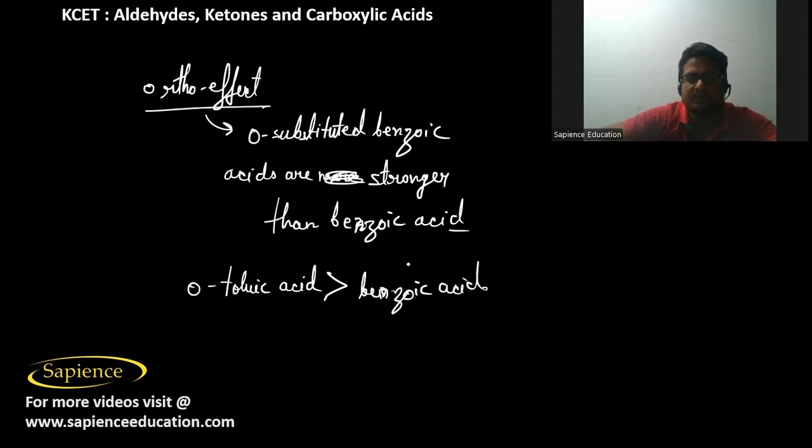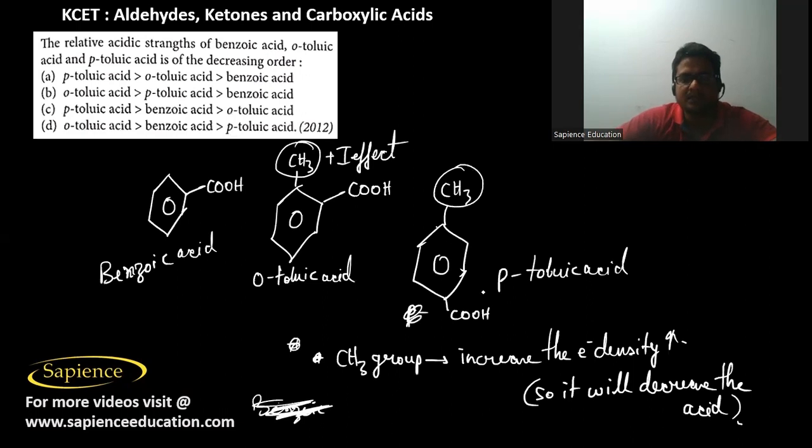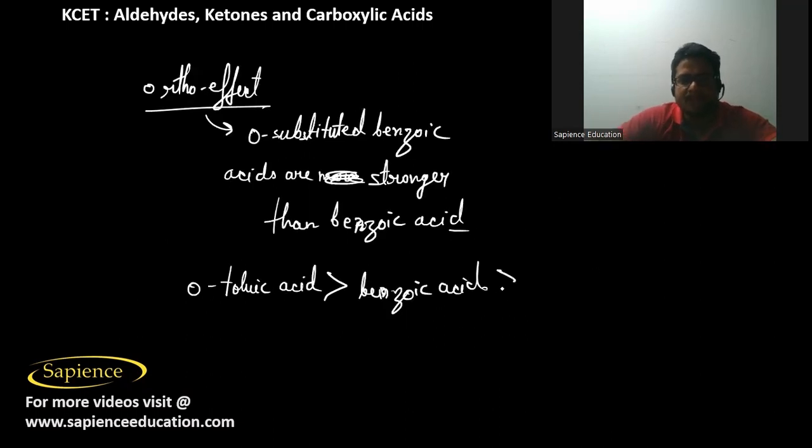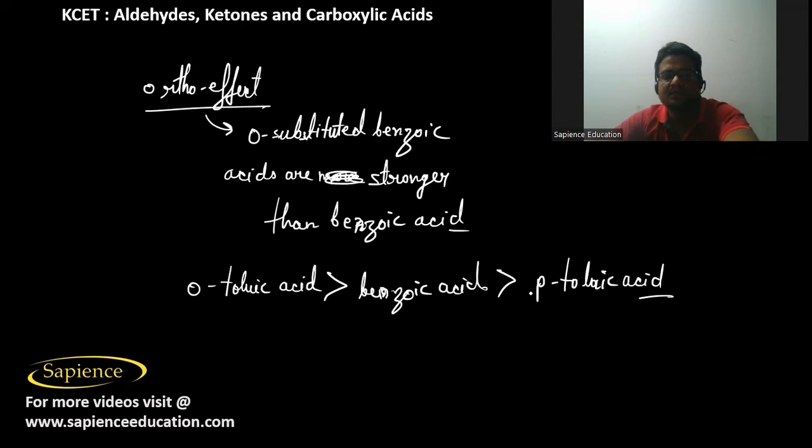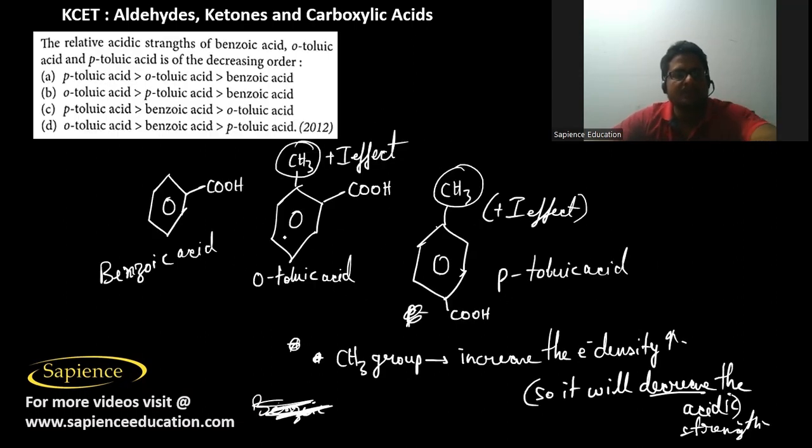and since the methyl group has the positive inductive effect, it will increase the electron density of the benzene ring, and hence it will decrease the acidic strength. So hence this para-toluic acid is the least acidic. Para-toluic acid is less acidic than benzoic acid also. So this is the required order. So option D is the correct answer.